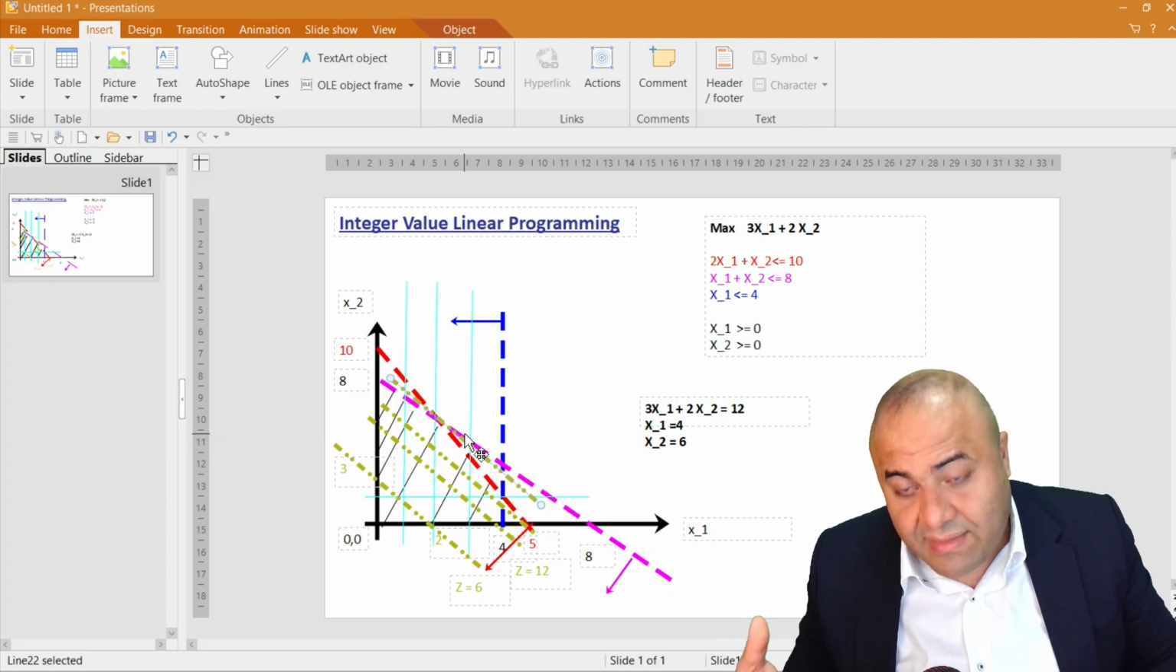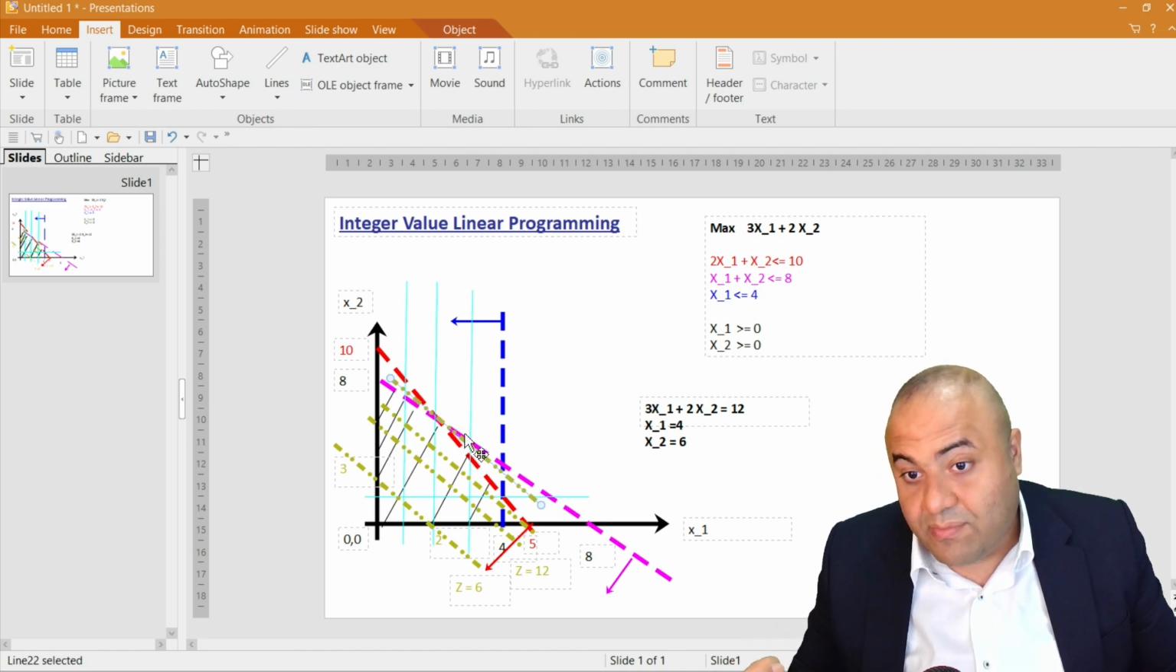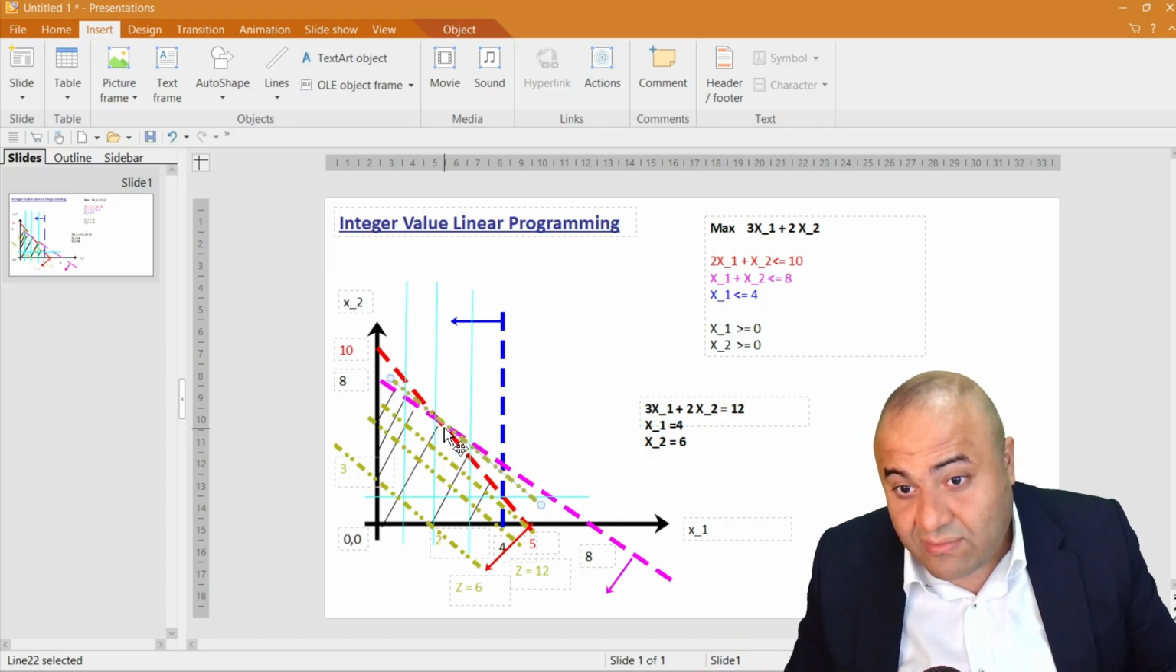However, for this lecture, we only care about integer linear programming, and we will just take a solution that is an integer, which in this case is about here, the intersection between the integer of x1 and the integer of x2 that is as close as possible to this point.